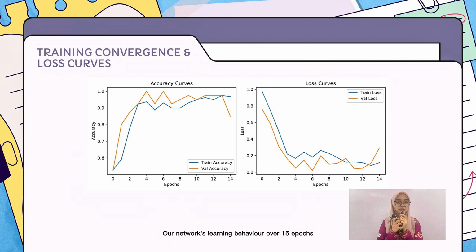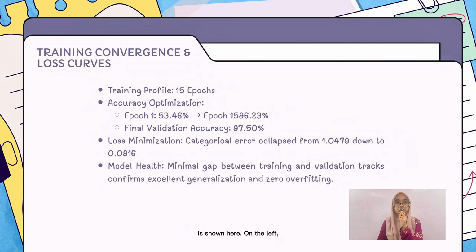Our network's learning behavior over 50 epochs is shown here. On the left, training accuracy started at 53.46% in epoch 1 and sharply accelerated to 96.23% by epoch 50, with validation accuracy stabilizing beautifully at 97.50%. On the right, the loss curve collapsed from 1.0479 down to 0.0916. The minimal gap between the training and validation curves mathematically proves excellent generalization with zero overfitting.